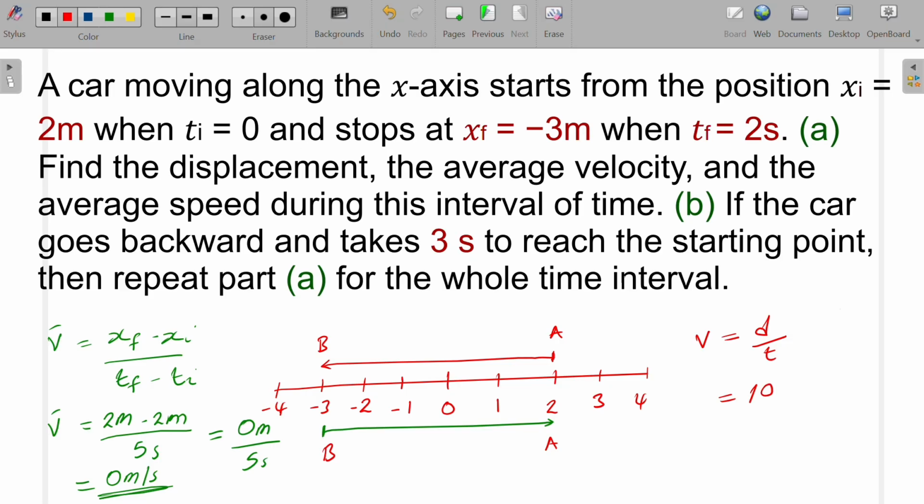So on top here for distance, we have covered 10 meters, and this is divided by the total time used. Going from point A to B, we used 2 seconds. Coming back to point A, we used 3 seconds. So that's now 5 seconds used. When we divide 10 by 5, we get 2, with units of meters per second. So our speed is 2 meters per second, our average velocity is 0 meters per second, and our displacement is 0 meters. So this is how you solve this question.